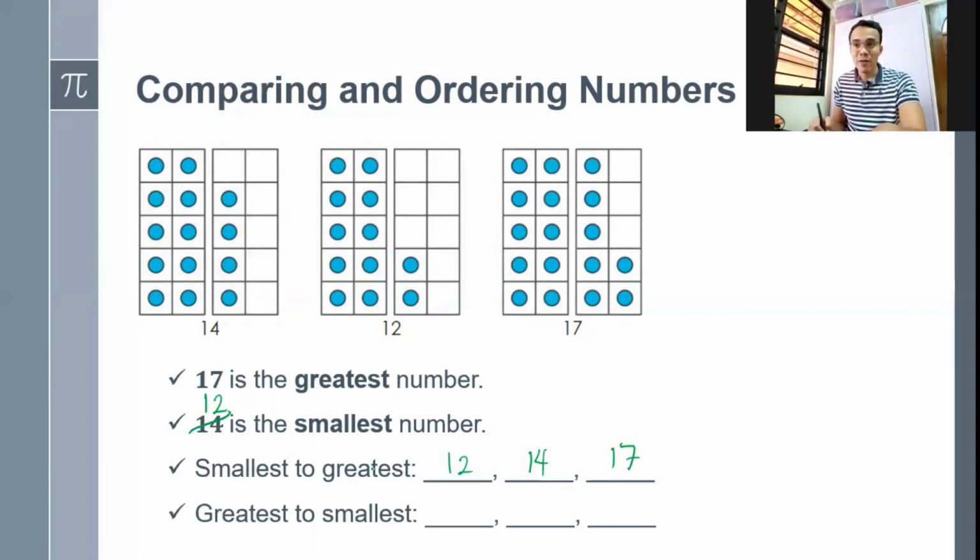This time, we're going to arrange these numbers from greatest to smallest. So the first number should be the greatest, and the greatest number is 17, followed by 14, and the smallest number is 12.